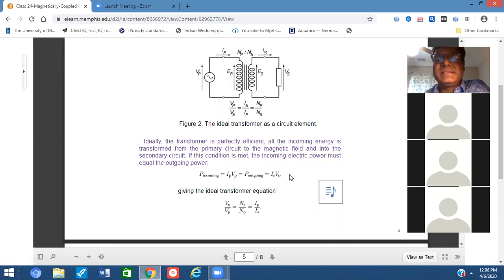But in the previous slide, you noticed Vp over Vs equal to Np over Ns. That's why, when it is related to current, now look right below figure 2, that equation Vp over Vs equal to Is over Ip equal to Np over Ns. So you see the voltage relationship is easy to remember, like Vp over Vs equal to Np over Ns. But current is like reverse. Is over Ip equal to Np over Ns.